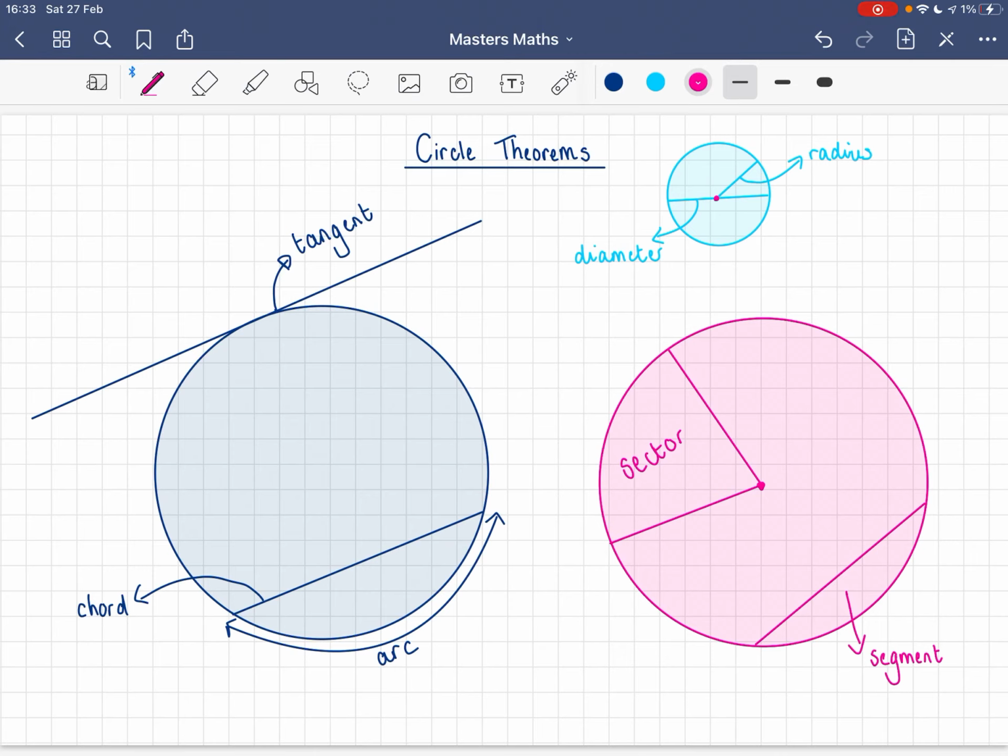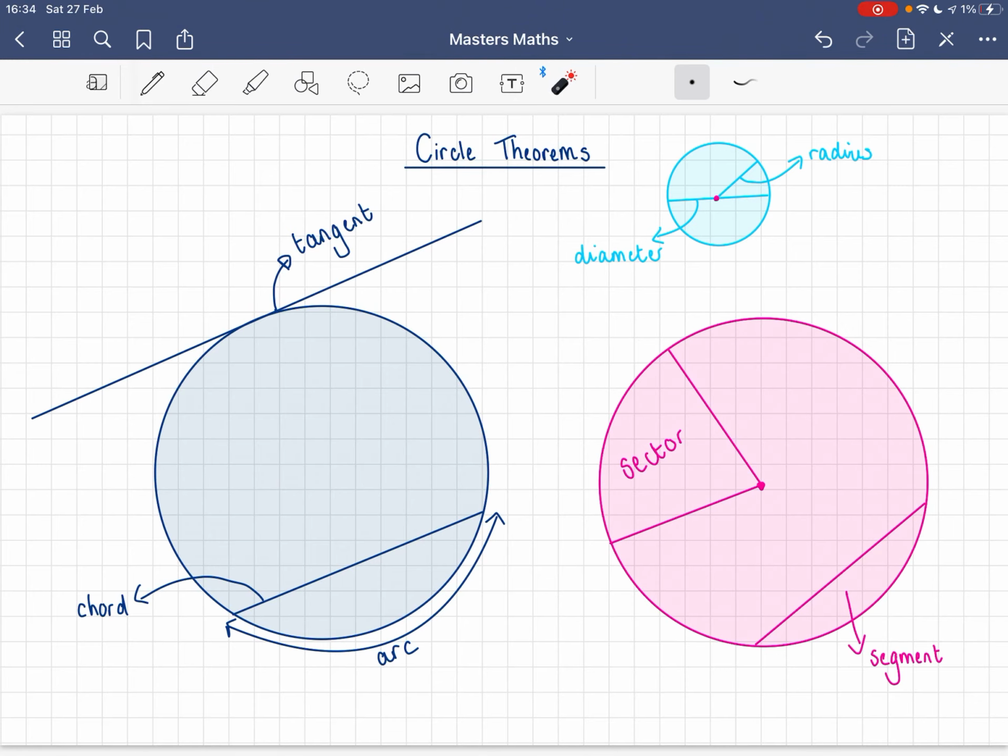The other ones which you might not remember are things like a tangent. So tangent is this line. It is on the outside of a circle. So whilst I'm calling it part of a circle, it's not actually inside the circle. It is a line on the outside that touches the circumference of the circle only once. So it touches in one place and it is on the outside of the circle.